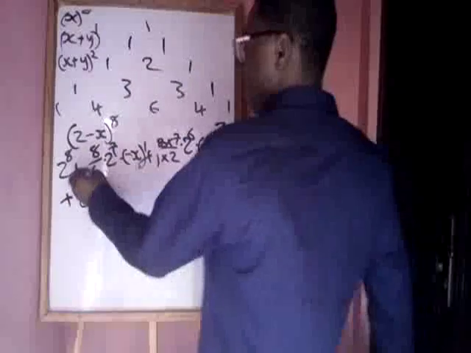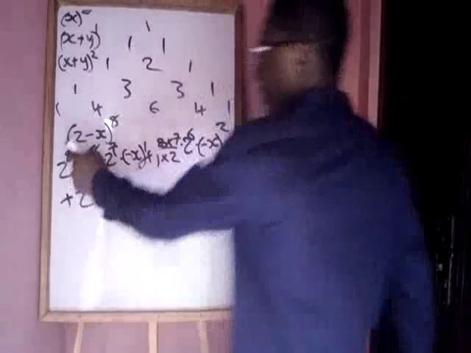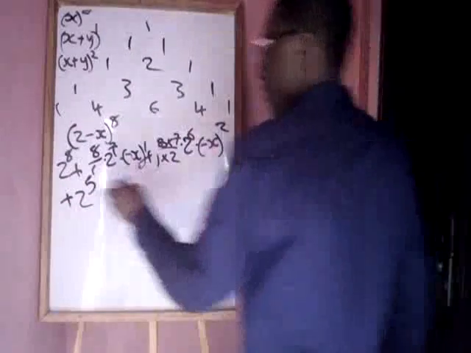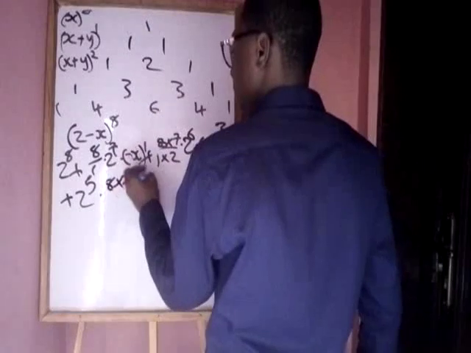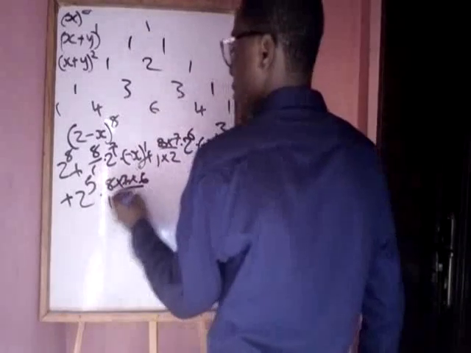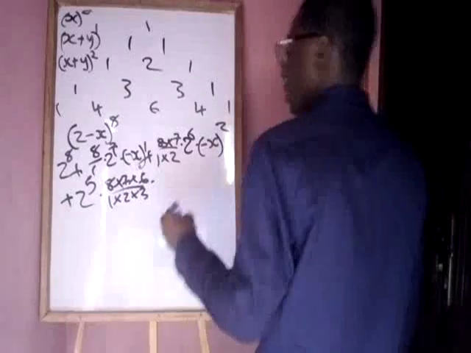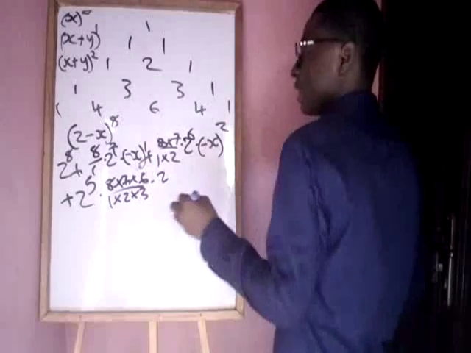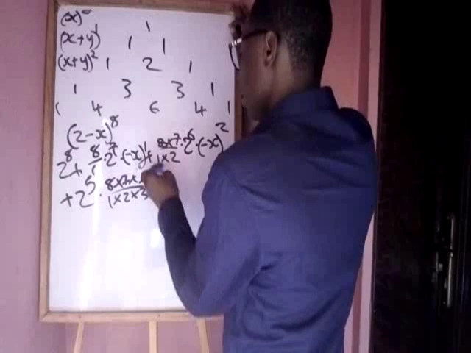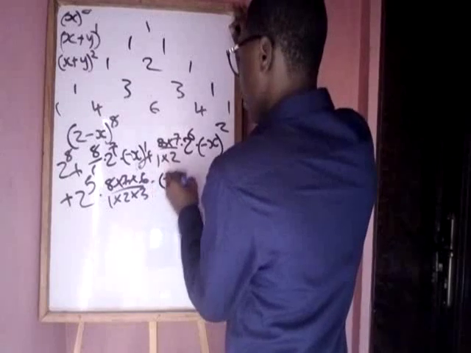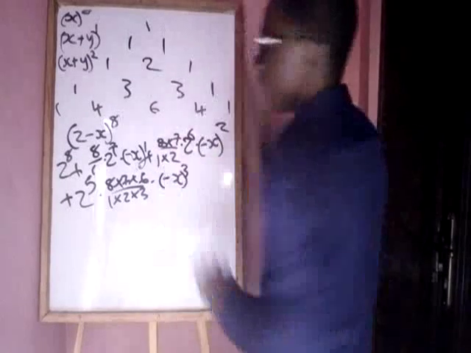Then we'll say plus again, 2 raised to power 5 rather. It has decreased from 8 to 7 to 6 to 5. Times 8 times 7 times 6 all over 1 times 2 times 3, times 2 raised to power 5, times minus x raised to power 3. So this is the part where we need.